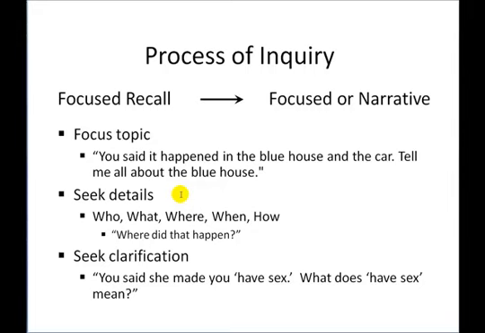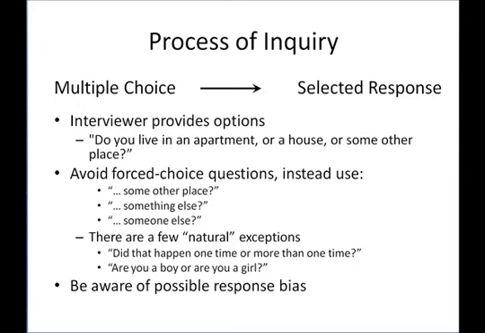The next kind of question in the process of inquiry is the multiple choice question. Here, the expected outcome is a selected response. And as I indicated earlier, the interviewer provides options. "Do you live in an apartment or a house or some other place?" You see, we provided options: apartment, house, and the open-ended "or something else" or "some other place." This is how we avoid forced choice questions.